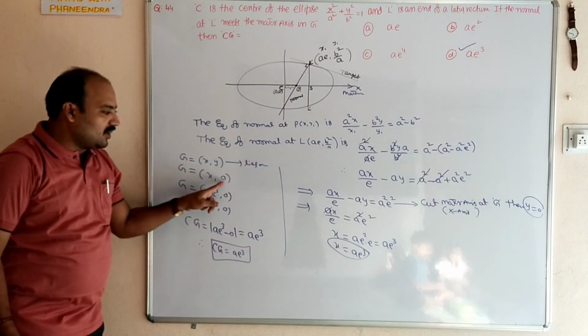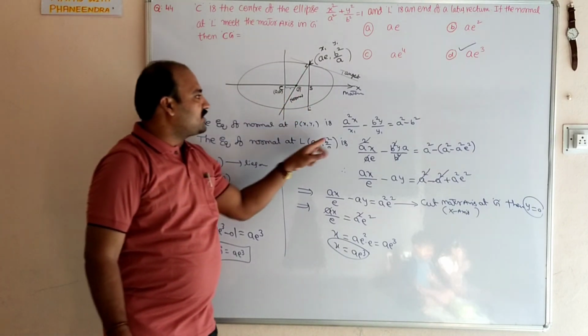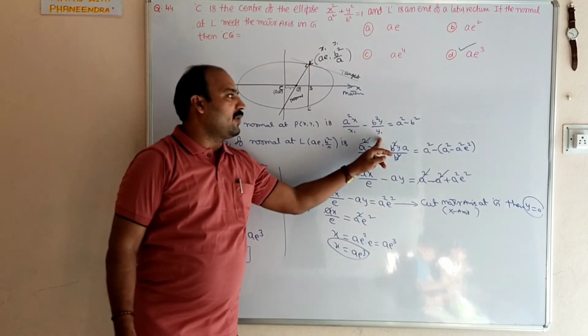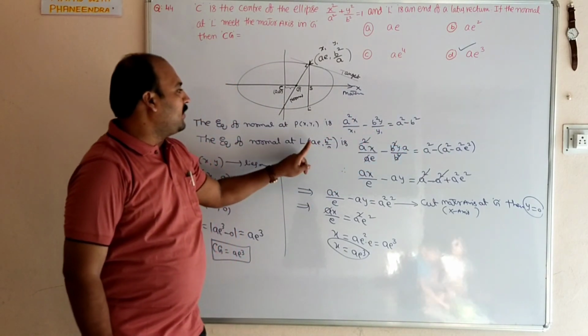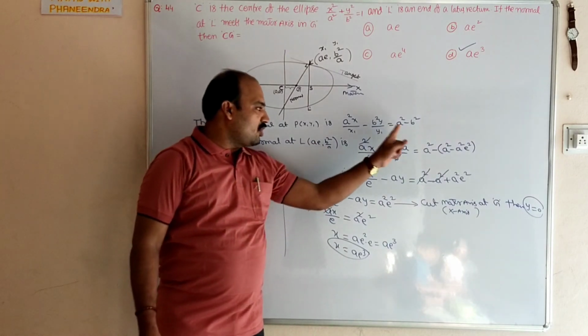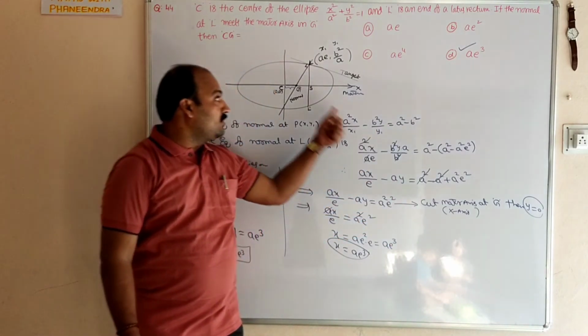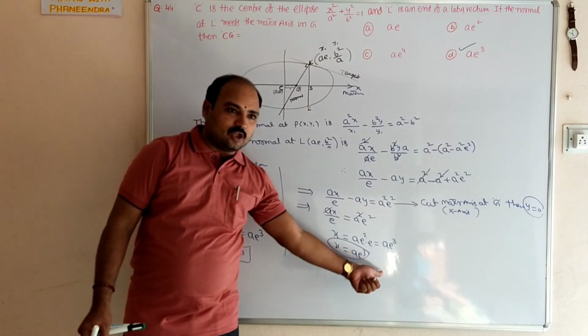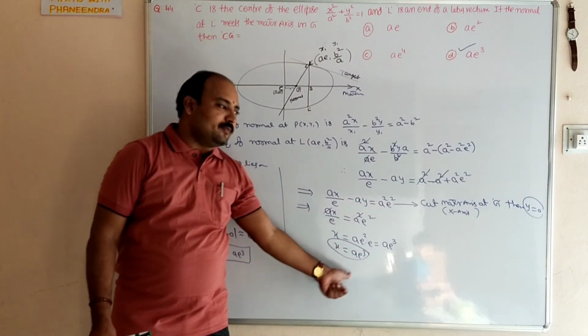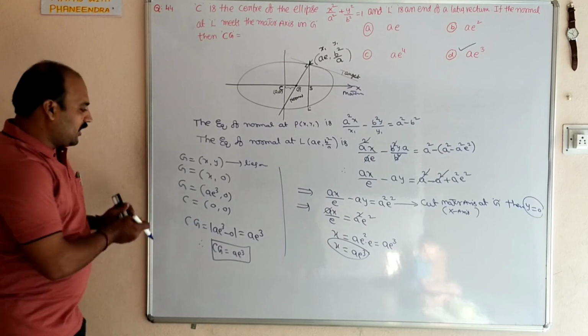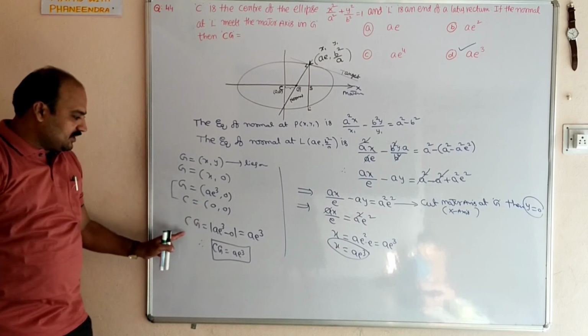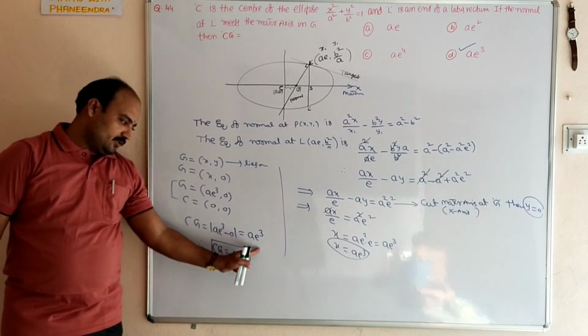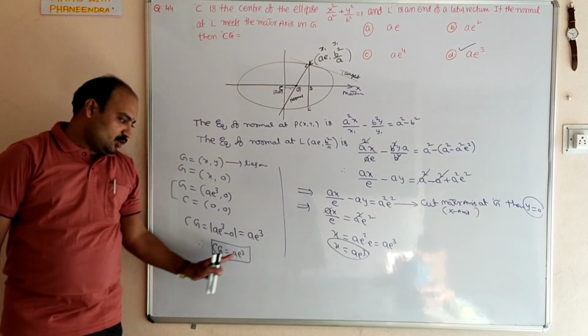So that's what I wrote here. The normal equation, a square x by x1 minus b square y by y1 equal to a square minus b square. In place of x1, y1 substitute a e comma b square by a and simplify. This equation meets the x axis, so the y coordinate is 0. We will get x is equal to ae cube. So x is equal to ae cube. The x value substitute here. Now find out the distance between C and G. CG is equal to ae cube.